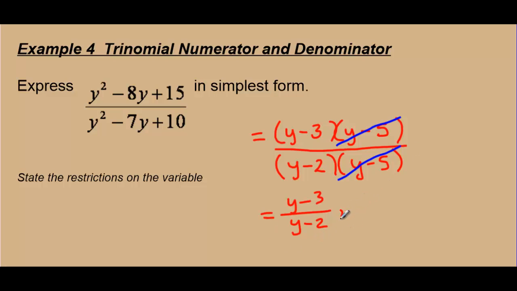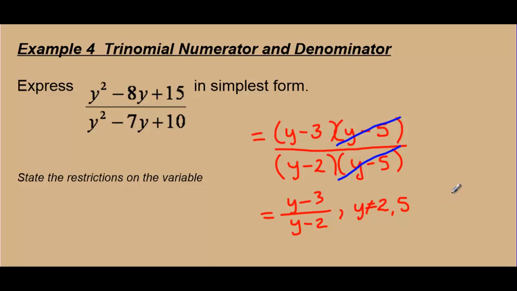But we're going to look at our restrictions. So look at the point prior to us canceling, and we see the two brackets here on the bottom. What values of y would make either of those brackets equal to 0? We can see by inspection that in the first bracket, if y equaled 2, then that bracket would equal 0. So we want to restrict that number. And we can also see that if in the second bracket y equaled positive 5, that would cause that bracket to equal 0. So we want to restrict that value as well.